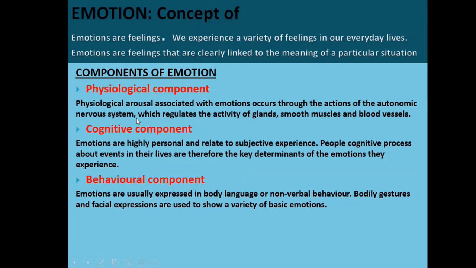That is the first chapter, the human nervous system. So for you to master this chapter, you need to make sure that you go through the human nervous system. Physiological arousal associated with emotions occurs through the autonomic nervous system. Then what happens in the autonomic nervous system? It will regulate the activity of glands, smooth muscles, as well as blood vessels. They will activate glands, like in our brain, we have the pituitary gland. PYC1501, human nervous system, the first chapter.